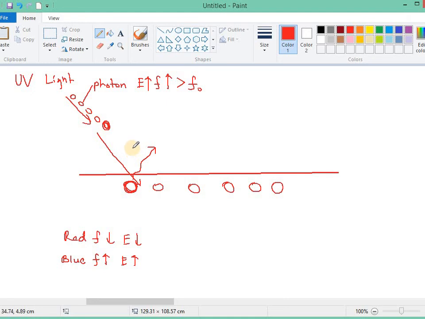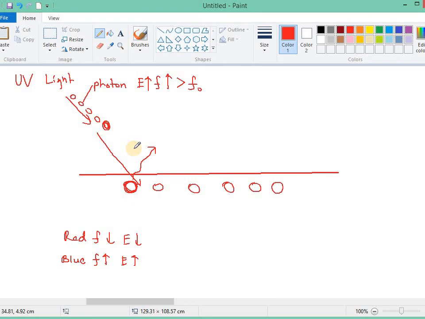Because the reason is very simple. You imagine that the electron is very small. All of the electrons are very small, and a photon is even much smaller than an electron. So in order for the electron to meet with one photon, the probability is actually very low.